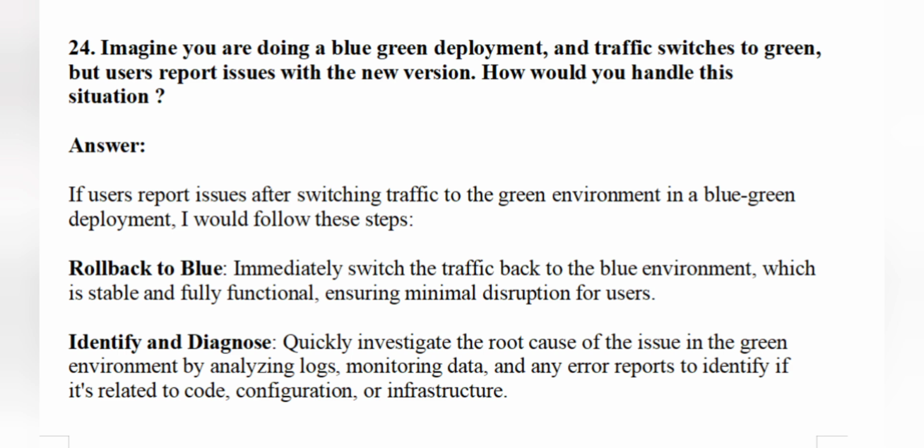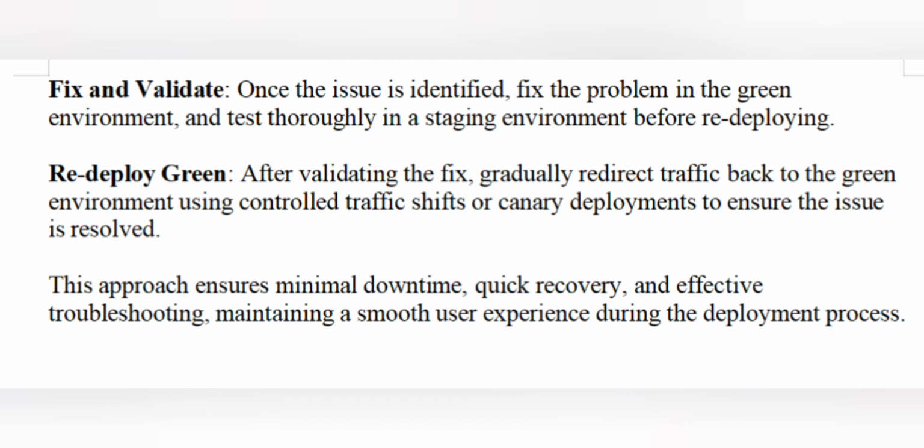Quickly investigate the root cause of the issue in the green environment by analyzing the logs, monitoring the data and any error reports to identify if it's related to code or configuration or infrastructure. The next point would be fix and validate. Once the issue is identified, fix the problem in the green environment and test thoroughly in a staging environment before redeploying. The last point would be to redeploy green.